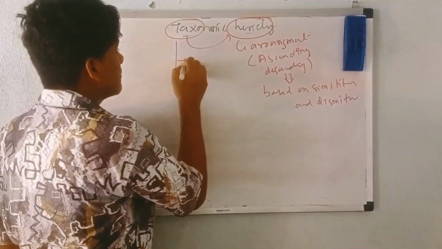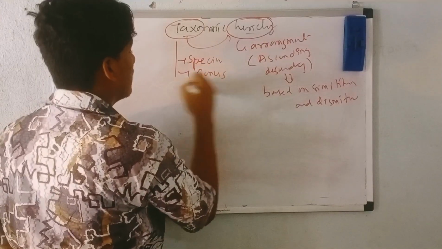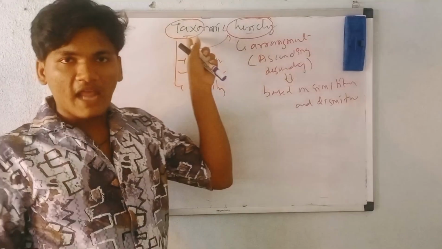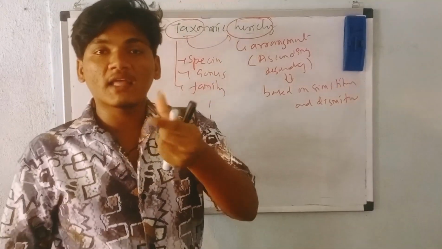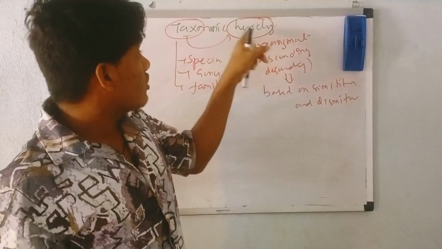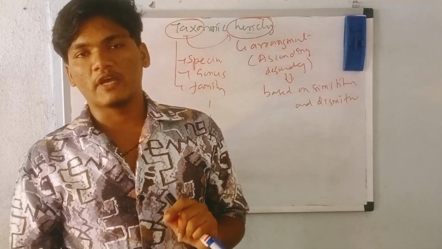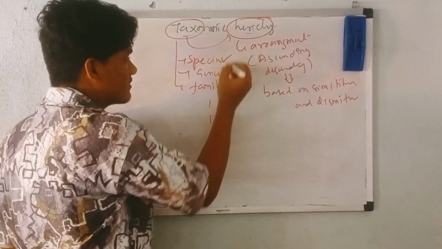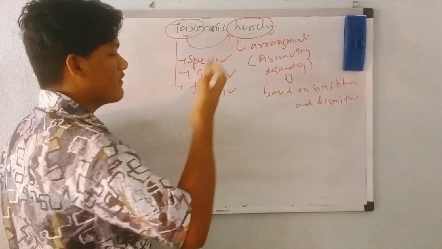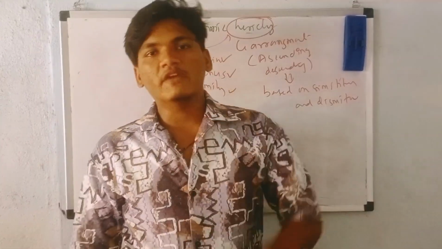Taxa is nothing but either species, genus, family, and so on. All these represent the taxa. Taxa is one rank or level. Each level of the taxonomic hierarchy is called a taxon, and the arrangement of these taxa is called taxonomic hierarchy or taxonomic categories. I hope you understood. Species is one taxon, genus is one taxon, family is one taxon, and later we have order, class, phylum and division, and we also have kingdom.